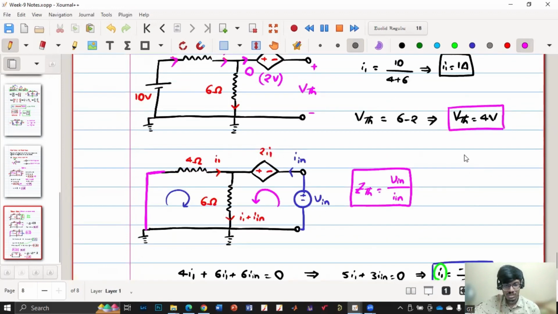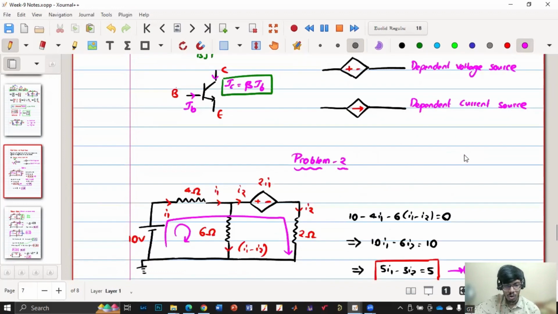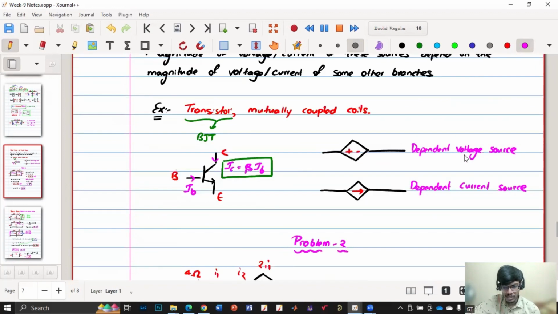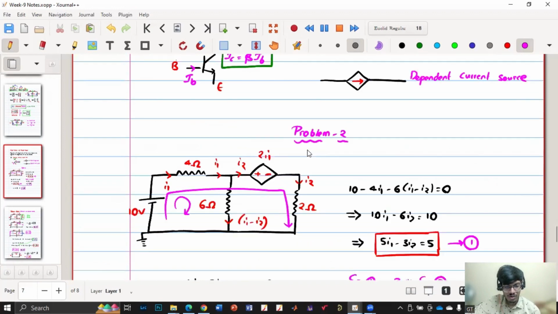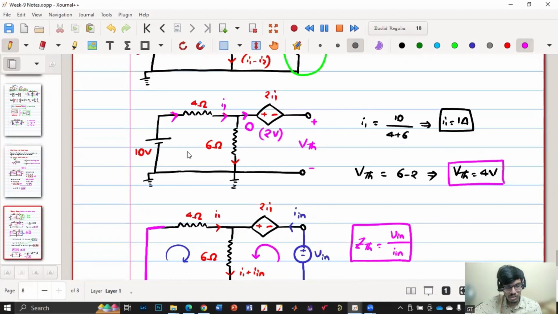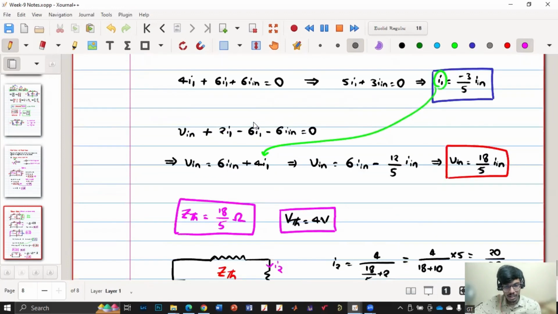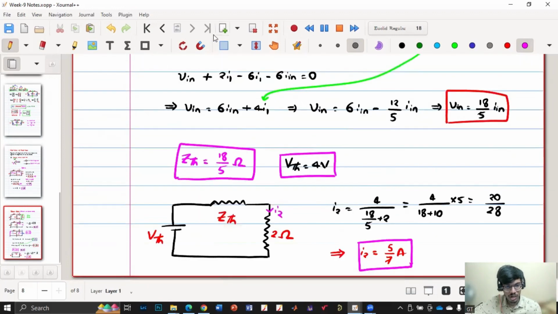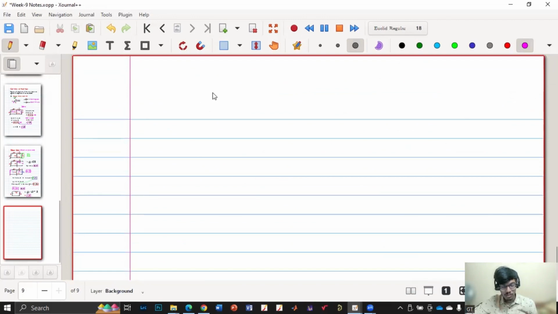So for dependent sources, there is no separate concept as such. You only have to understand what a dependent current source and dependent voltage source are, and solve any given problem by carefully considering the polarity and direction. Here 2I1 means I1 is flowing in left to right direction, so I have assumed the same polarity so that there will not be any confusion. Then I got VTH, then we got ITH, and we have solved. So is that clear how we are getting that?